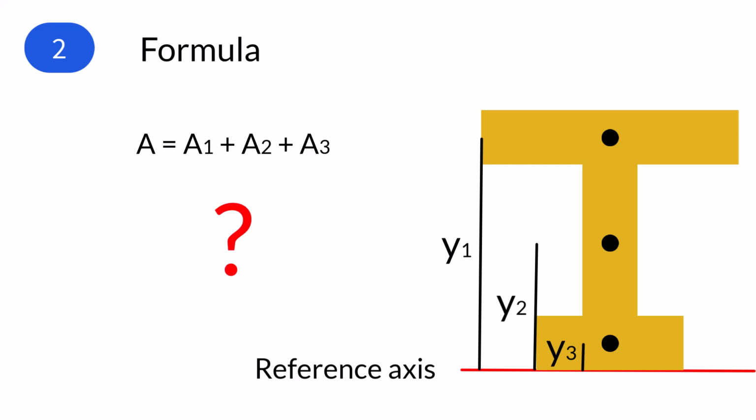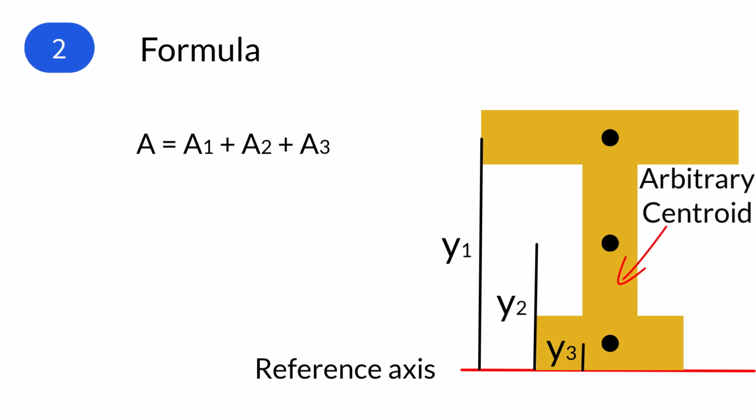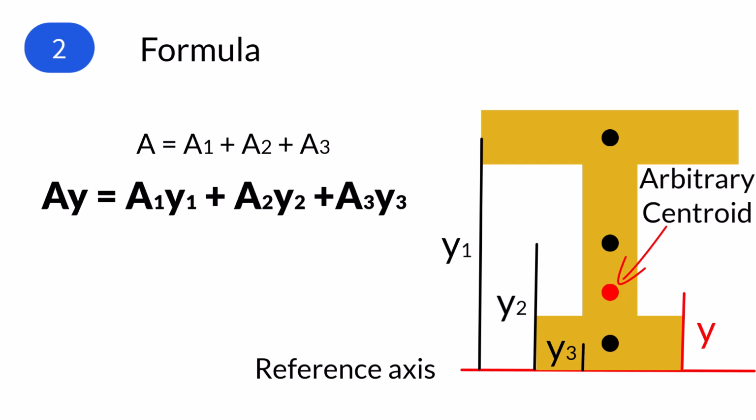Since until now we don't know the exact location of the centroid of the asymmetric eye section, let us take an arbitrary point as the centroid of the whole section as shown. The distance between this arbitrary centroid and the reference axis is the moment arm of whole area of the asymmetric eye section as denoted by y. Now that we know the areas of each small section and their moment arms, the formula can be written as total area multiplied by its moment arm equals the area A1 multiplied by its moment arm plus area A2 multiplied by its moment arm plus area A3 multiplied by its moment arm.